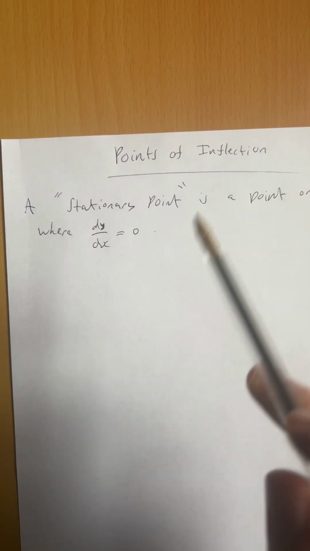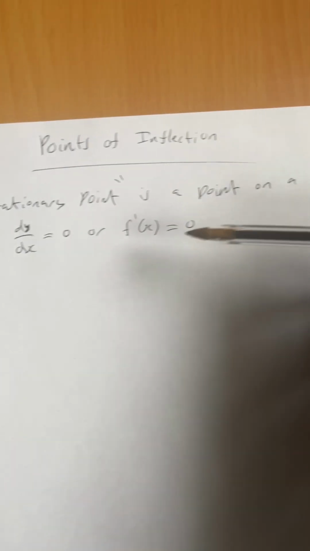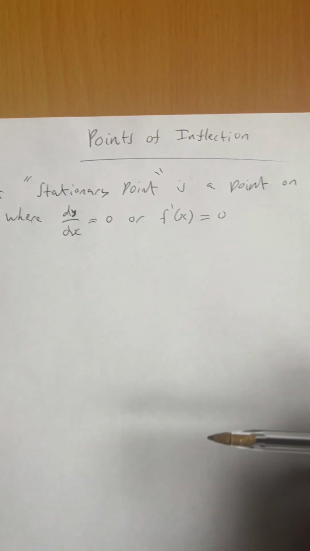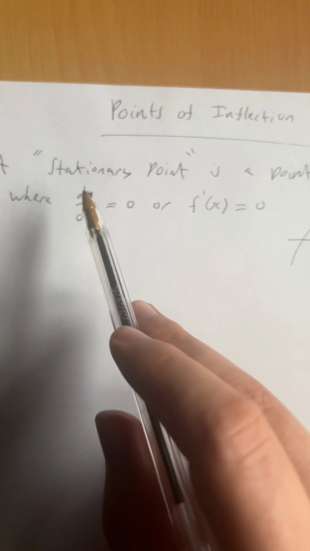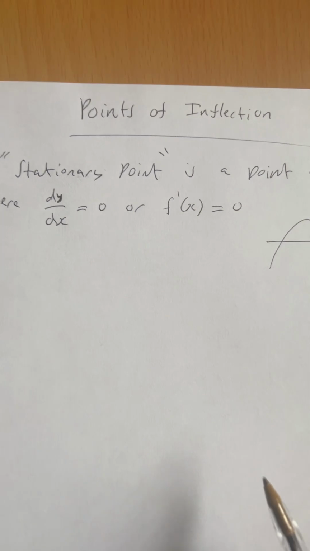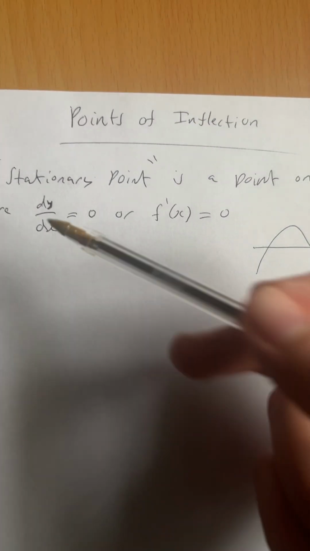So starting with a stationary point, a stationary point is a point on a curve where dy by dx equals 0. Or if it's written as a function, f dash of x is equal to 0. So what does this mean? Let's say you had some kind of curve like this. dy by dx or f dash of x is your gradient, right? It's a measure of your gradient. We need the gradient to be 0.